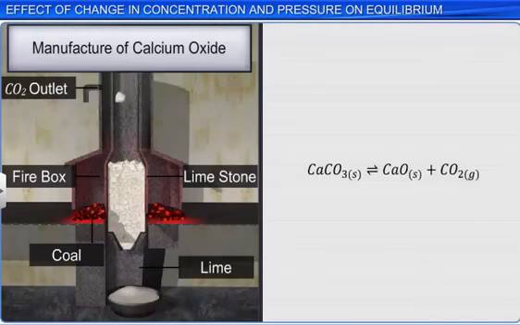In the large-scale production of calcium oxide, which is used as an important building material, from calcium carbonate, carbon dioxide is constantly removed from the kiln, which drives the reaction to completion.